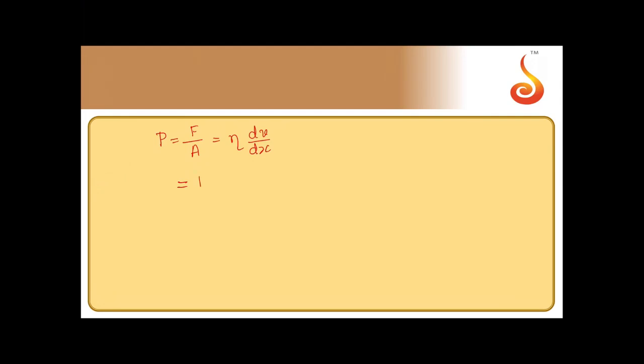So eta is 10 to the power minus 3 Pascal second, that is the SI unit. dv is difference in the velocities, that is 4 meter per second. dx is 20 meter apart. So that will be 0.5 into 10 to the power minus 4. That is option B.